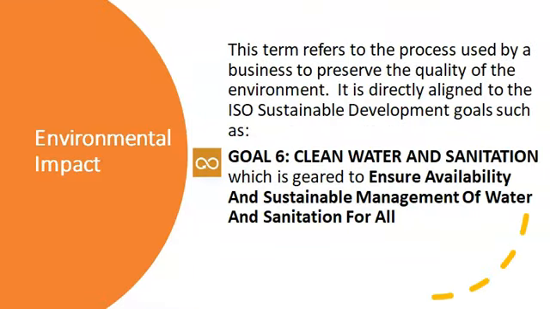Let us look at the second pillar, which is environmental impact for sustainable businesses. Now, this term refers to the process used by a business to preserve the quality of the environment. It is directly aligned to the ISO Sustainable Development Goals, such as Goal number 6, which focuses on clean water and sanitation. This is geared to ensure availability and sustainable management of water and sanitation for all.